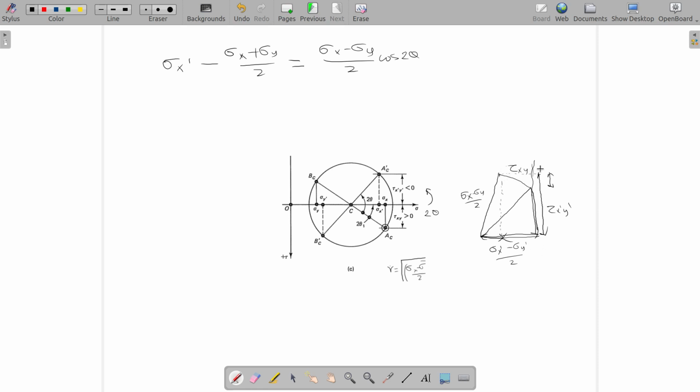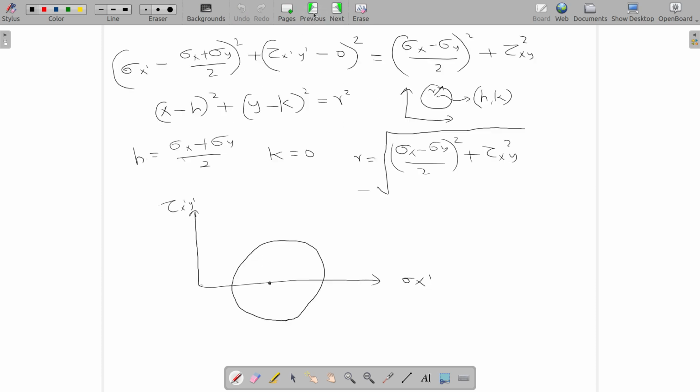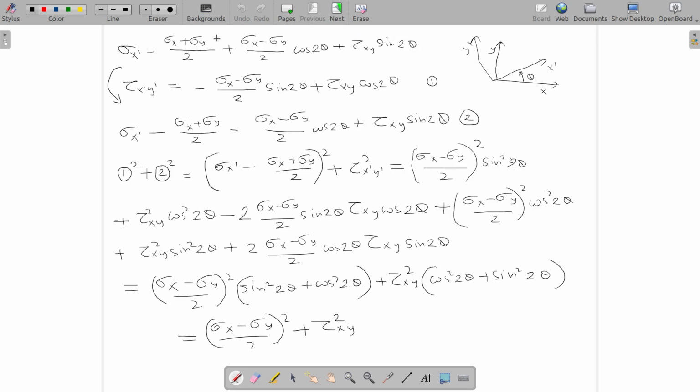tau xy was here and it got rotated by an angle 2 theta. And here you will have the sine component of tau xy. So that will be tau xy sine 2 theta. So this is the equation we had here, the same equation. Similarly, the tau x dash y dash equation will also be obtained like that.